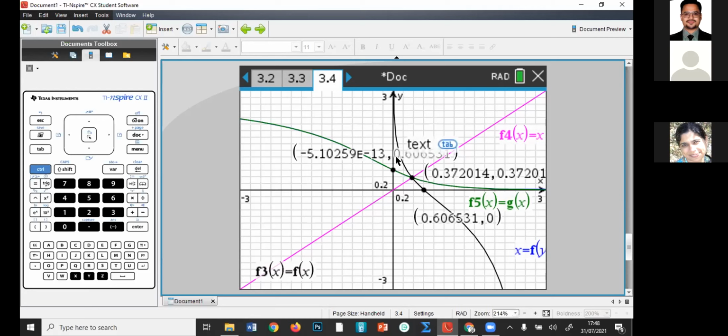Yeah, the function is defined between 0 and 3. This function, there is no point beyond 0. Great. Thank you.